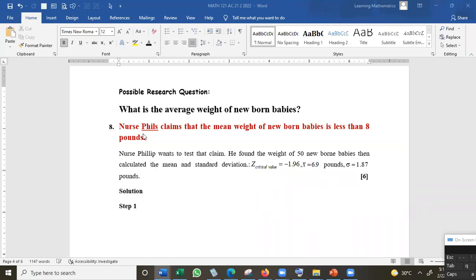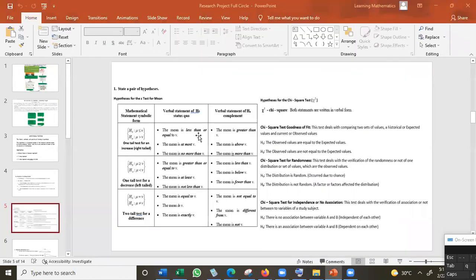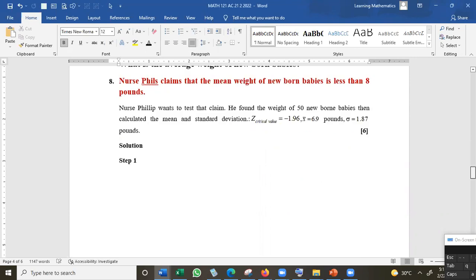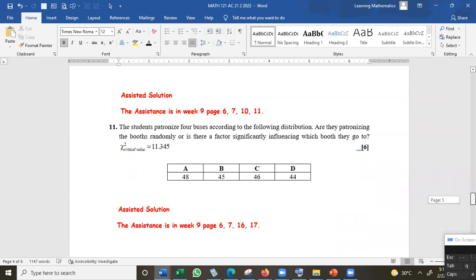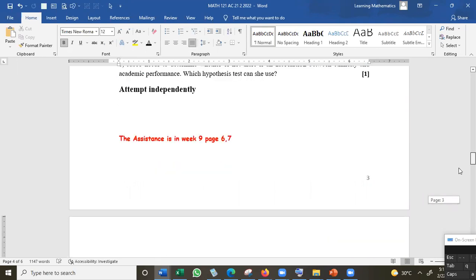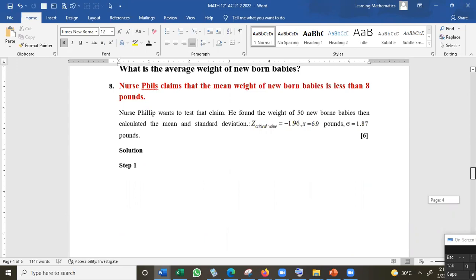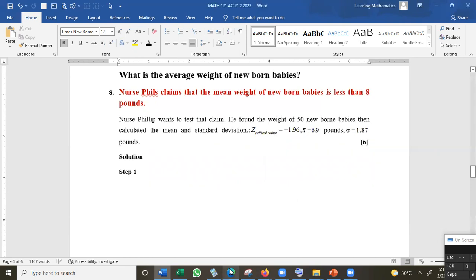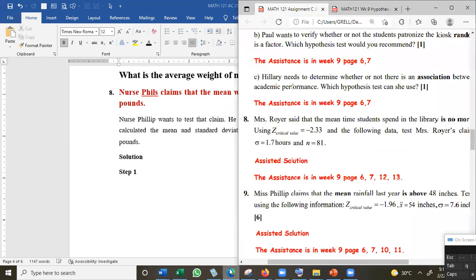So we're going to apply the critical value approach to test that claim. First, we have to state a pair of hypotheses. It is here in that presentation, also in week 9. You can go to week 9, pages 6, 7, 12, and 13. In week 9, we have to state a pair of hypotheses.